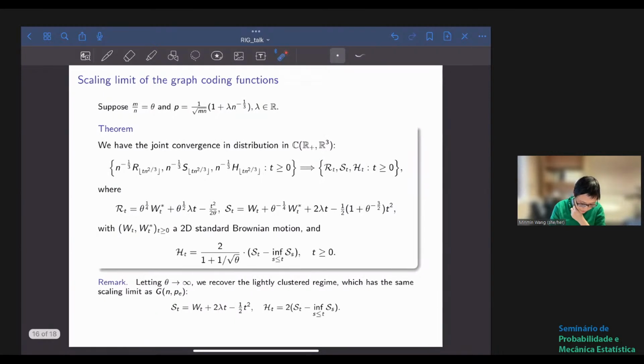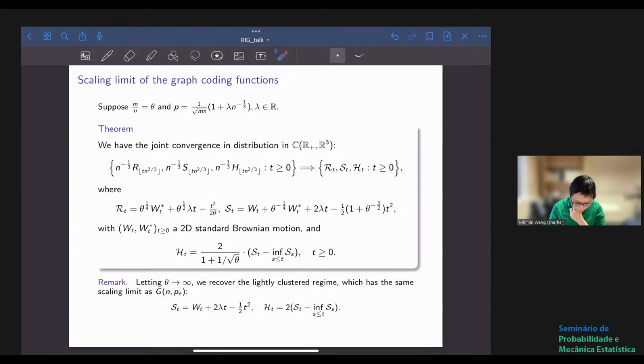For that you need two independent Brownian motions. So R is basically a multivariate Brownian motion plus some drift, a linear drift and a parabolic drift. S is similarly defined.